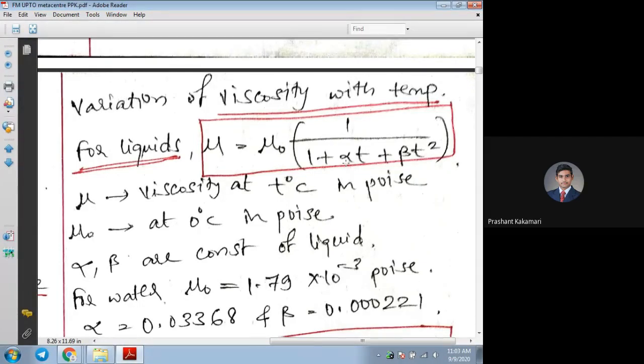Or the viscosity value, if it is very high, means what will happen? The temperature value may be less. Means how it is dependent on temperature. For that, I have taken this equation.